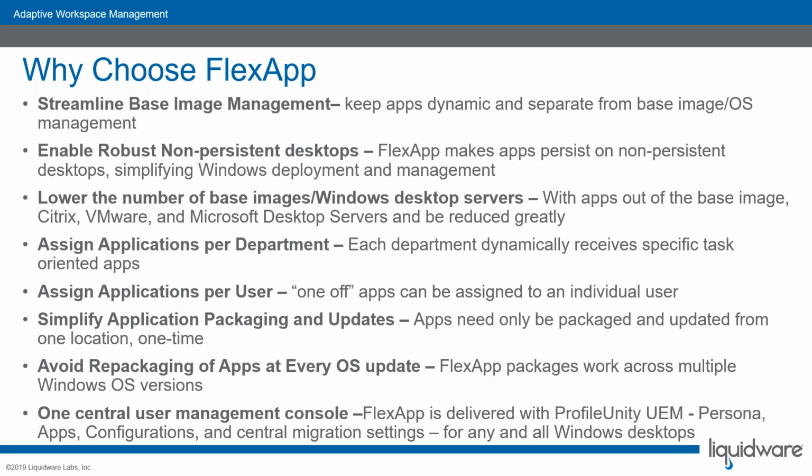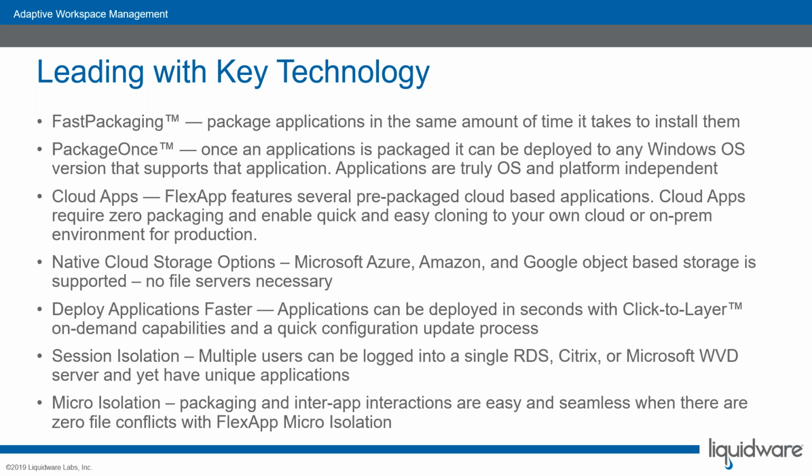And then once it's packaged, you can avoid repackaging anytime you make an OS update. So many of you know Windows 10, for example, has 5 or 6 or 7 versions now. I've lost count. But once you package up the app, it won't break every time you update the OS. And that is refreshingly different from other approaches out there that also layer parts of the OS and things like that. And that one central management console that you see in Profile Unity is leveraged to deliver your FlexApps and also manage your full user environment as well.